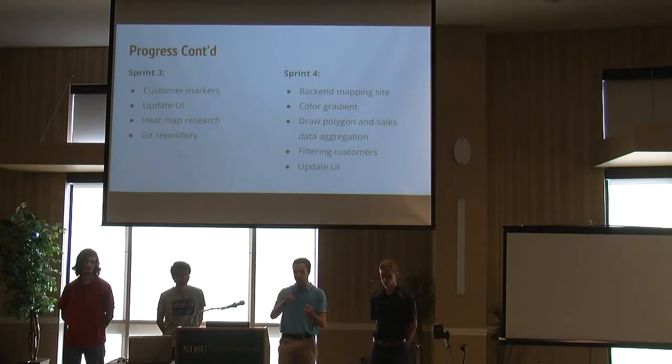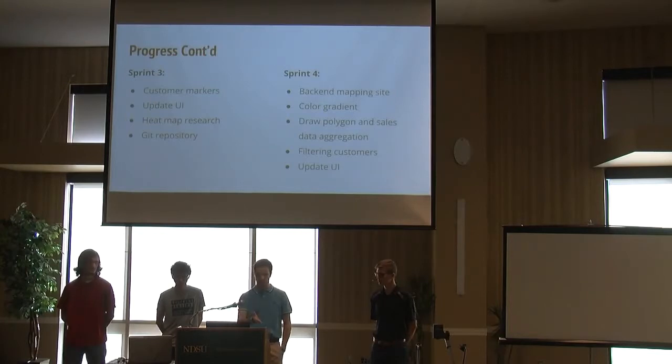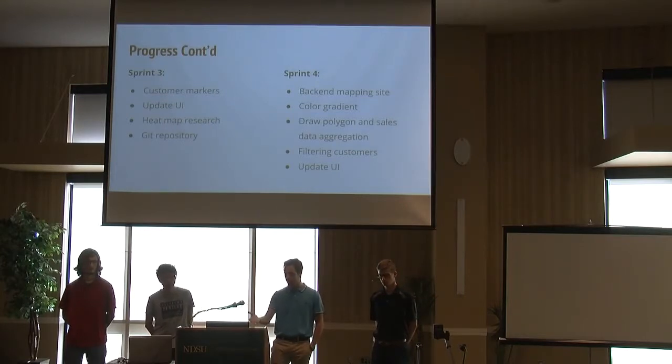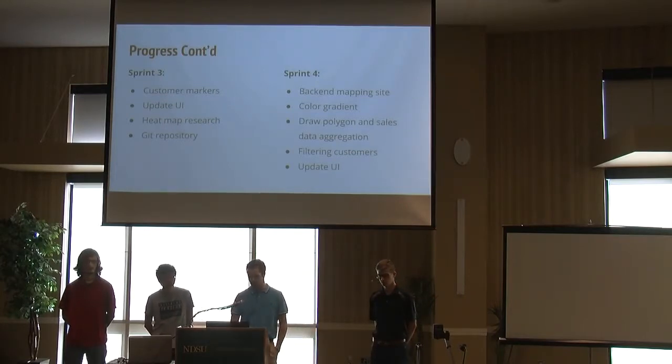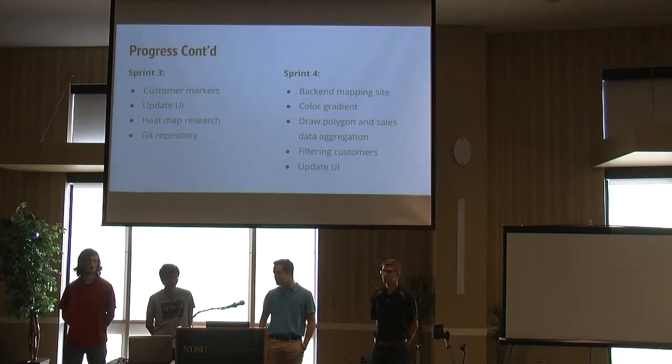So they were all kind of in the same area, so it really wouldn't have made much sense to have a heat map. And then we also were able to finally set up our Git repository in Sprint 3, which we were accessing and manipulating the code all on the server, which was fine, but we really wanted some version control. And then finally in Sprint 4, there was a couple extra features that we decided to implement.